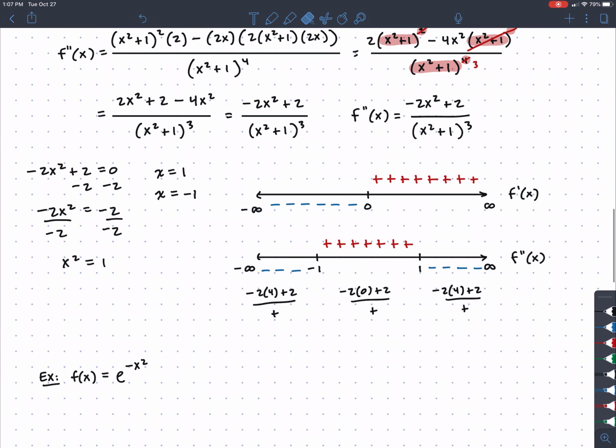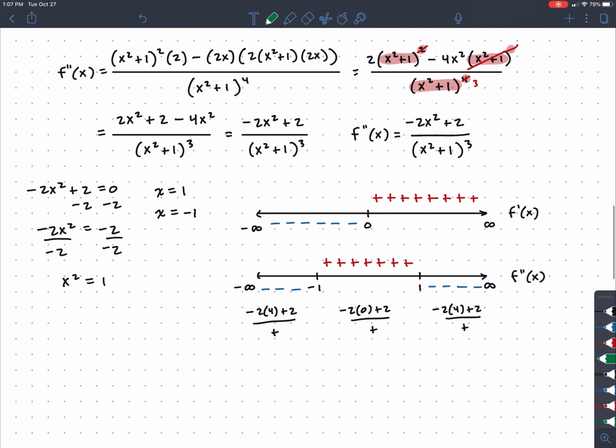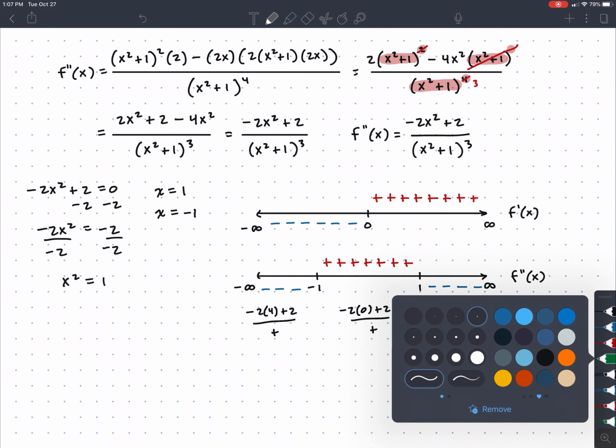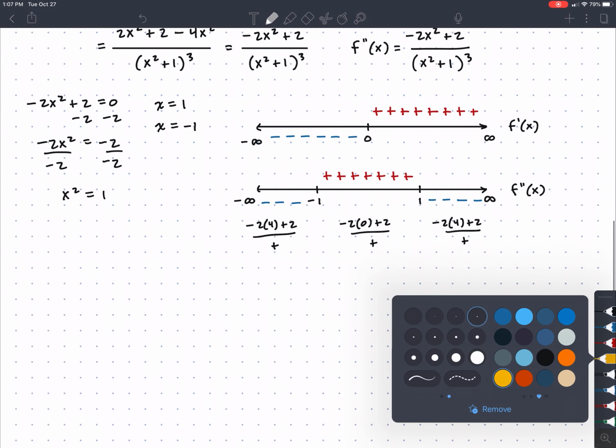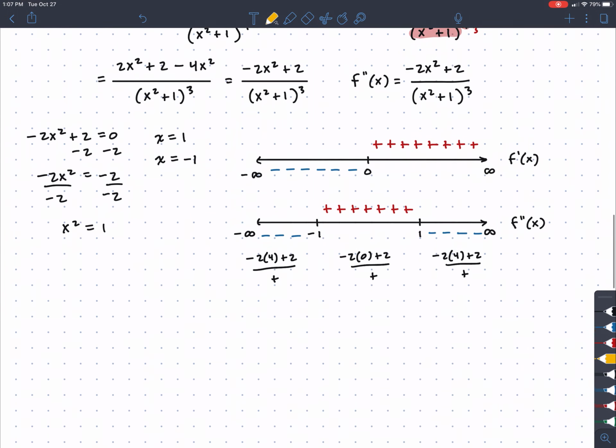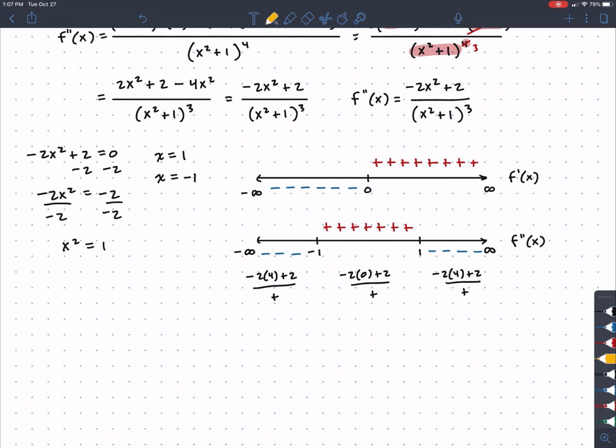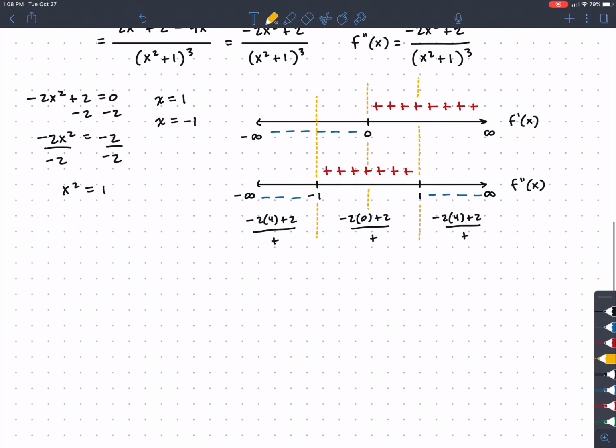So let's talk about our intervals. Sorry, that's the next video. Let's talk about our intervals and split this up. So I'm going to go with this color here, and we're going to split this up. I have this interval from negative infinity to negative 1, an interval from negative 1 to 0, 0 to positive 1, and 1 to infinity. So let's talk about each of these intervals individually.